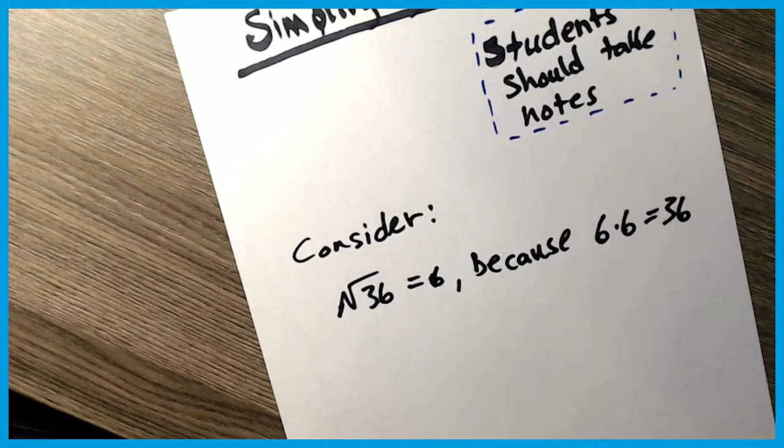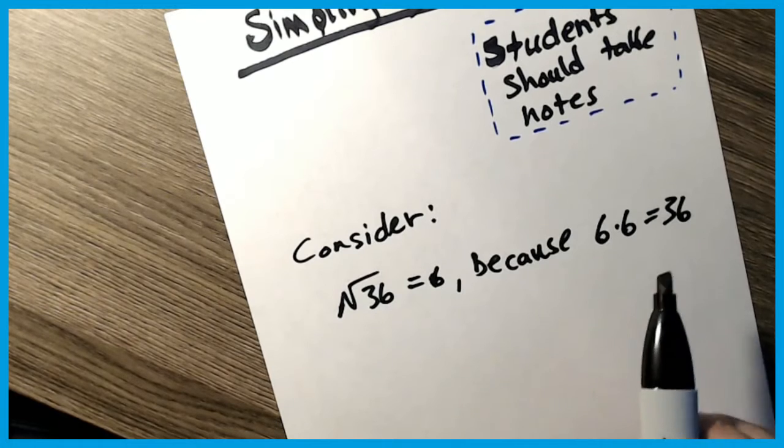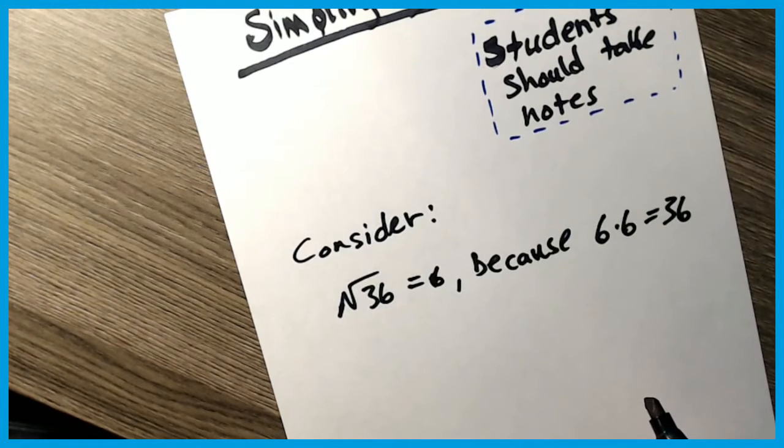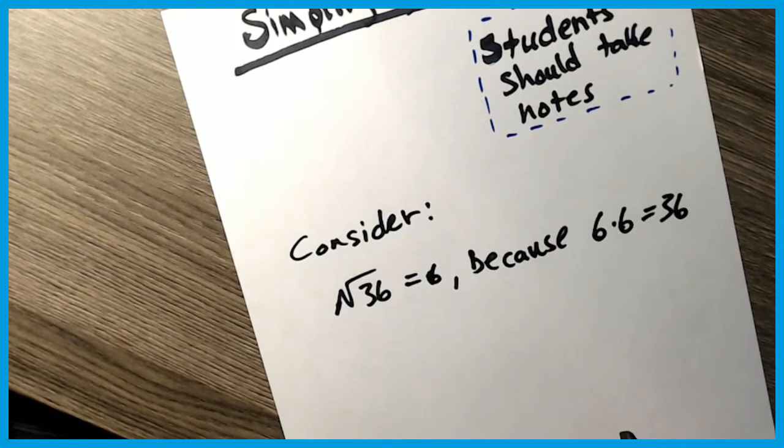And perfect squares, just as a quick refresher, are those numbers that you get when you multiply the same natural number together. Meaning in this case, 6 times 6 is 36, 5 times 5 is 25, 25 is a perfect square. 7 times 7 is 49, 49 is a perfect square. 8 times 8 is 64, 64 is a perfect square.